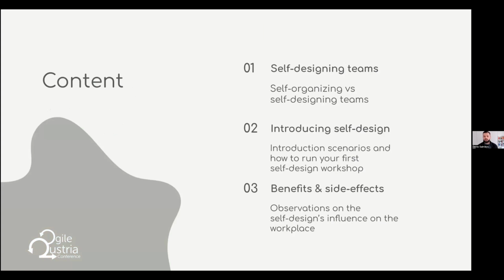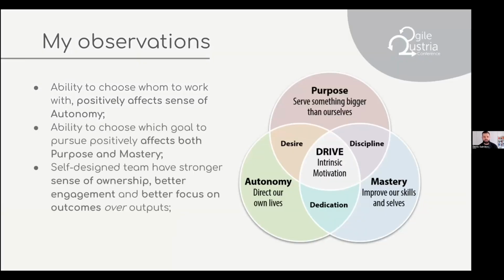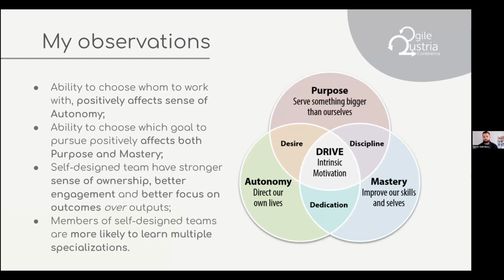I shall quickly run through the benefits and side effects, because I see that we are quickly running out of time. So let me first focus on my observations. When it comes to Daniel Pink's model, the ability to choose whom to work with positively affects autonomy. The ability to choose which goal to pursue positively affects both purpose and mastery, resulting in that drive, which Daniel Pink highlights as the important part of motivation for creative work.